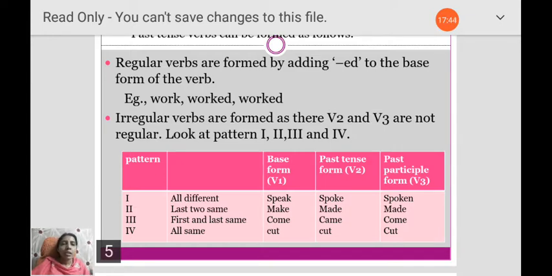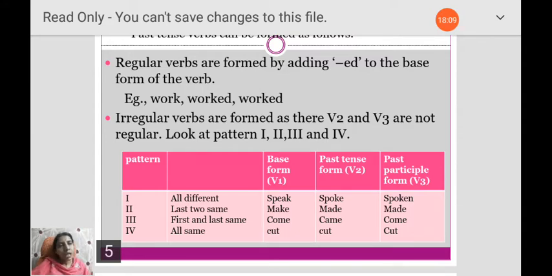And the last, the fourth one, here also we find very rarely some words like cut, cut, cut. All three are the same. There is no difference in the form. Only according to the situation we need to understand what kind of tense it is. If you master the structure of the tenses, you can easily identify what kind of verb it is.